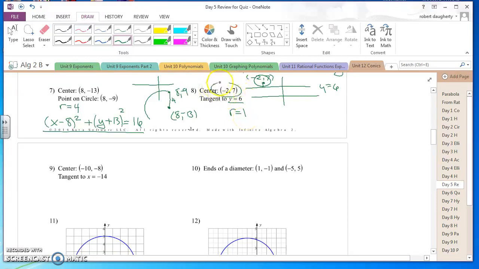So center is negative 2, 7. The radius is 1. The equation is x plus 2 squared plus y minus 7 squared equals 1 squared, or 1. Okay? That's it for page 1. I'll do a break and another video for page 2.